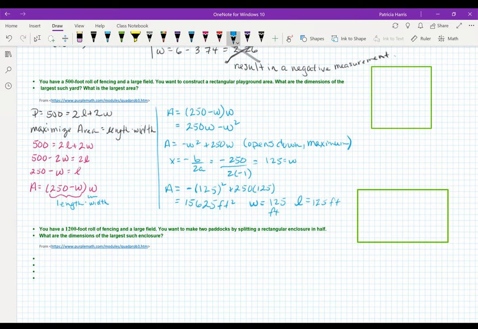Now, if you're sitting there going, well, if I have a yard with dimensions of 125 by 125, isn't that a square? You'd be exactly right. Remember, a square is also a rectangle. Even though they use the word rectangle, it doesn't have to look like your traditional rectangle where the height is longer than the width. A square is also a rectangle. So it just so happens that squares will always give you a maximum area. Let's go ahead and do the second one.